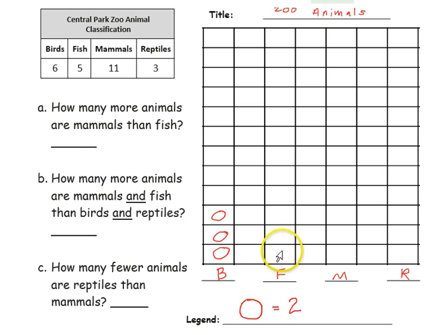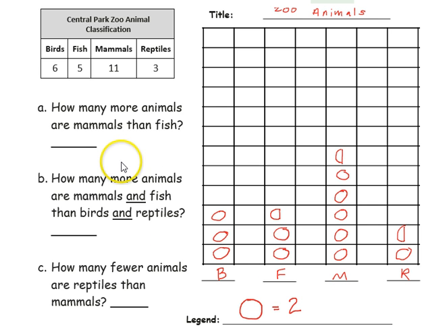To show 5 fish, then, I would draw 1 circle for 2, another circle for 4, and since I only need 1 more, I'm going to draw half of a circle. That represents the 5th fish. I'll use the same logic for mammals. I have 1 circle for 2, 4, 6, 8, 10, and then a half circle for the 11th mammal. And for reptiles, I have 2 and a half circle for the 3rd reptile. Again, this is a little bit more advanced step that some of the students might be able to handle.